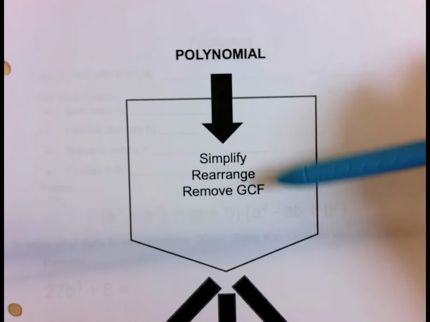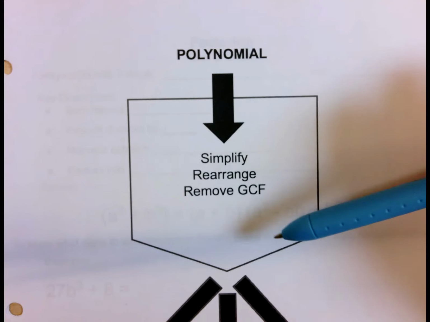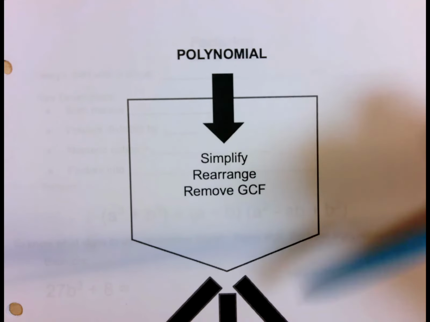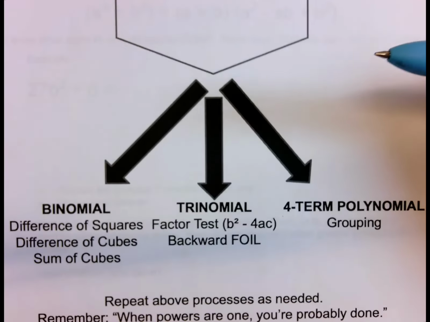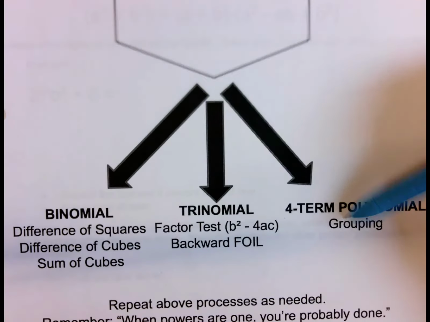All right. Now, if any of this needs to be done, take care of it first, and then what you're left with, you're going to check to see if it falls under any of the categories below. Now, if it's already been done and you're good to go, then we go ahead and move down to these categories. So now you're either going to have a binomial, a trinomial, or a four-term polynomial.